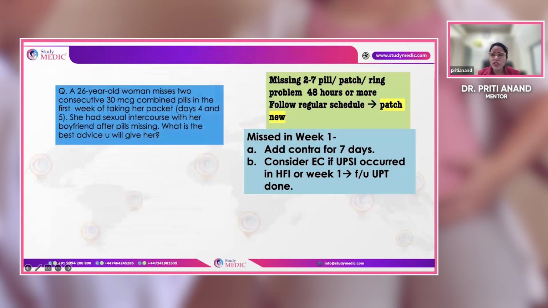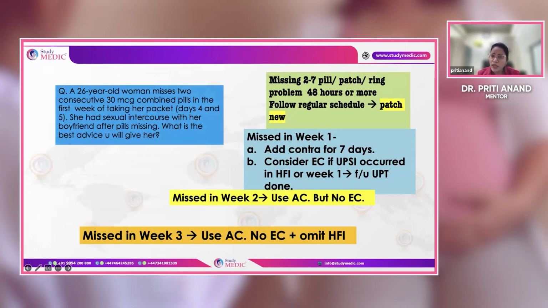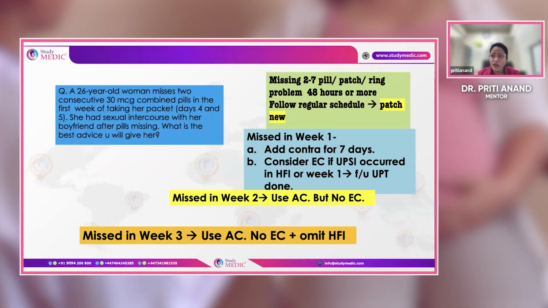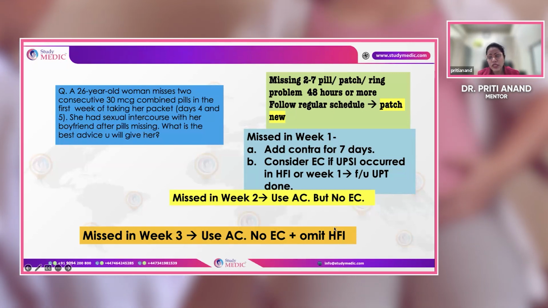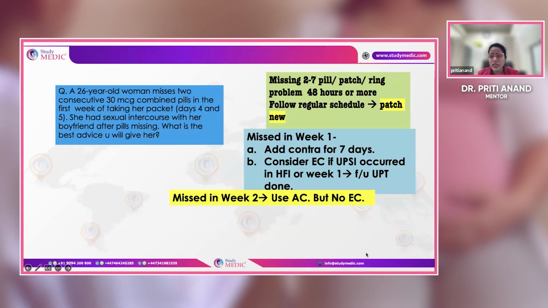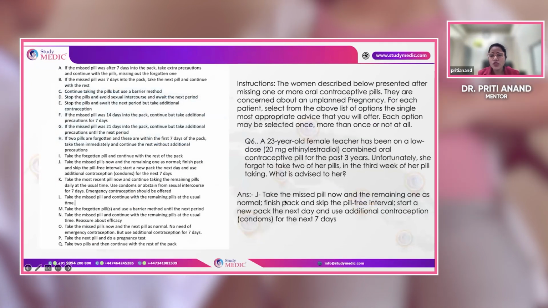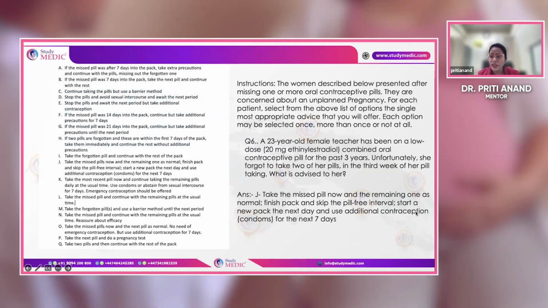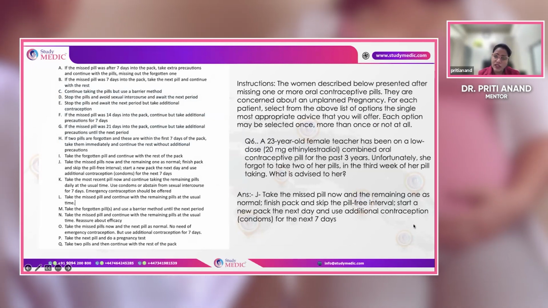So for patients who miss 2 to 7 pills in week 1, you have to give the most recent missed pill, the rest of the pills at the usual time, and additional cover. And if there has been an oopsie, then emergency contraception. For week 2, only additional cover is given, no EC. For week 3, only additional cover is given, no EC, but at the same time, as in this case, you have to omit the hormone-free interval. So take the most recent missed pill, the remaining pills at normal time, finish the pack, and skip the pill-free interval. But with this ongoing management, you have to give the additional cover for 7 days.